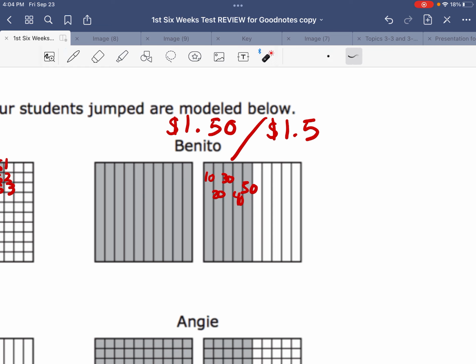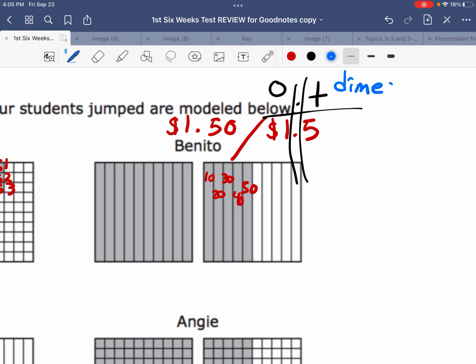Okay. Remember, if the 5 is in the tenths place, so if I make this into a place value chart, I have my ones, decimal, tenths. If the 5 is in the tenths place, that's saying that you have 5 dimes. Okay, and if you have 5 dimes, that's 50 cents. So 1.50 and 1.5 equal the same thing. Okay.